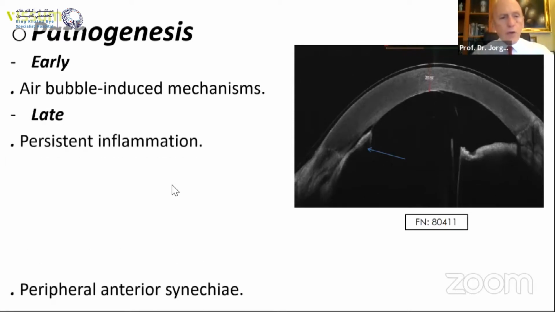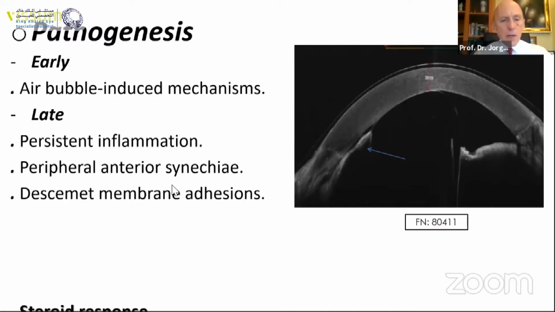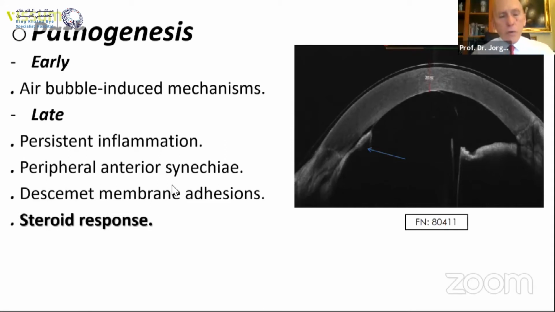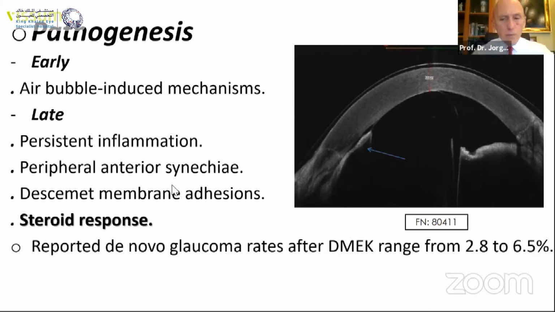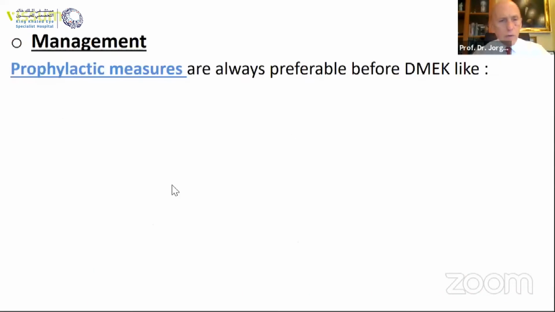But after the surgery, you might have persistent inflammation, and peripheral anterior synechiae that can be induced by the surgery because of the collapse of the iris onto the corneal endothelium. There are membrane adhesions that come because of this problem as well, and the surgical response, which again is one of the main reasons related to the problem. The reported new glaucoma rates following DMEK go from 2.8 to 6.5%. So as you see, we have a problem in DMEK with glaucoma that affects broadly from 5 to 9% of the patients in general. This has been documented recently, and indeed is one of the problems of DMEK.